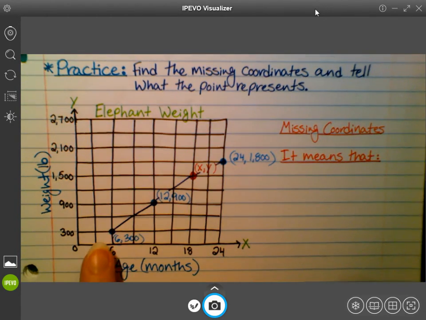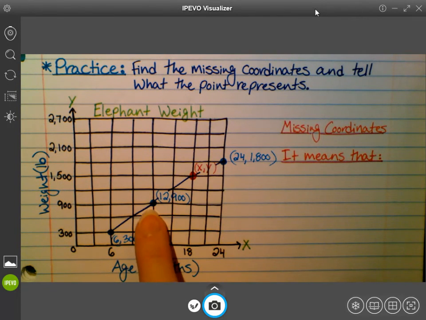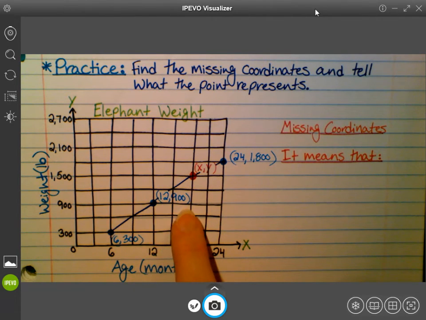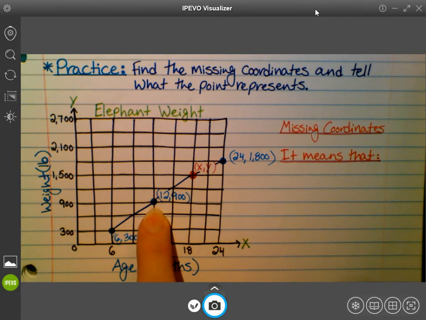So fifth grade, if this point means at 6 months, an elephant usually weighs about 300 pounds. At 12 months, how much does it weigh? Raise your hand. At 12 months, how much does that elephant weigh? Richie. 12, 900. So that's exactly what Allison and I just talked about. This is the coordinate, Richie, 12, 900. So at 12 months, it weighs 900 pounds.